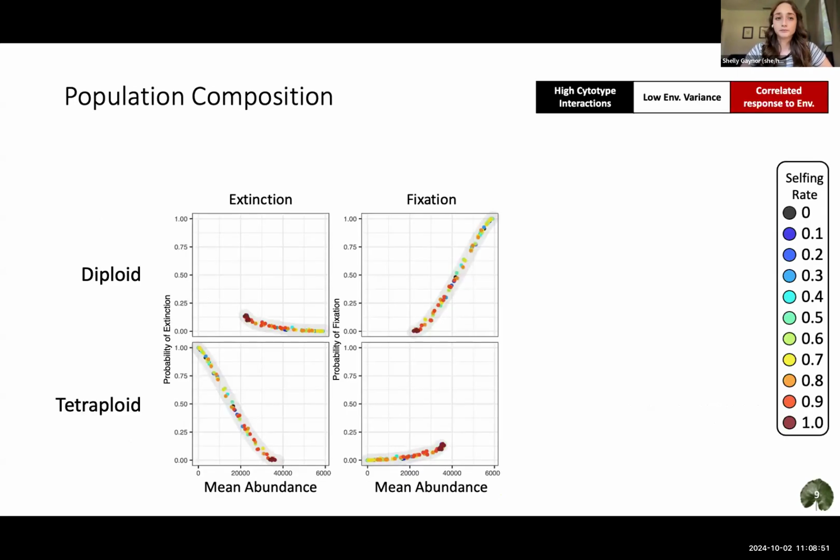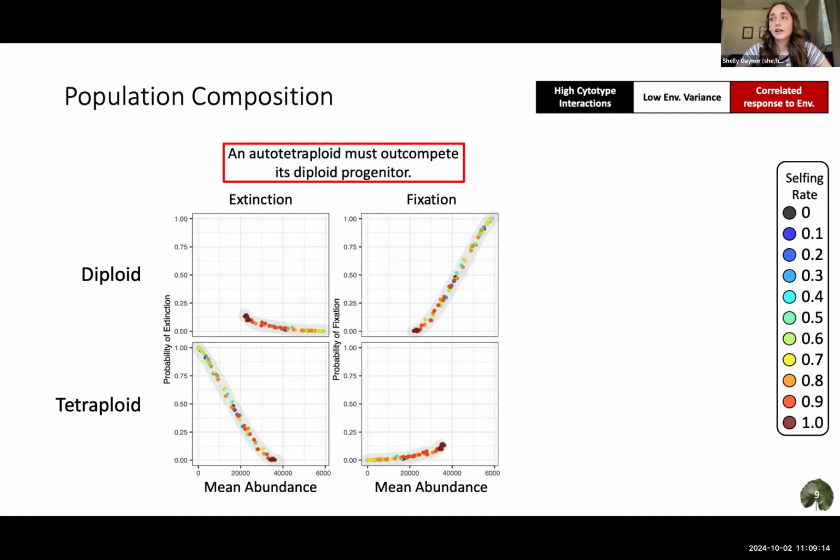So what did we find? Here, you're looking at the probability of extinction and fixation as a function of mean abundance. And we see that as mean abundance increases, the probability of fixation increases for our diploids. For our tetraploids, we see that the probability of extinction decreases, however, with increased mean abundance. And this fits with what other studies have found, that an autotetraploid must outcompete its diploid progenitor to persist.